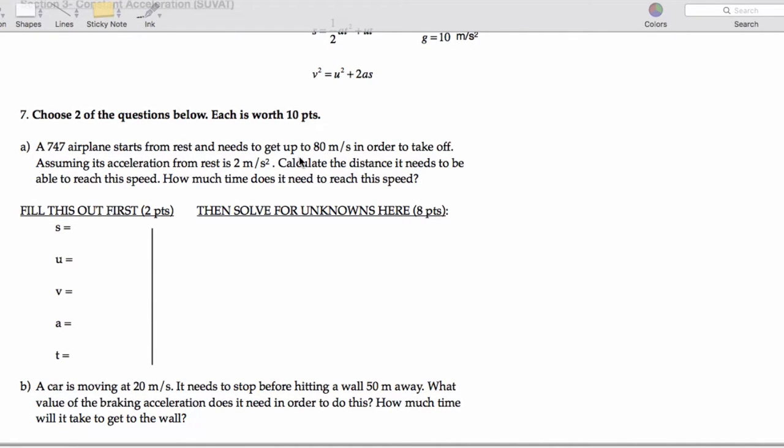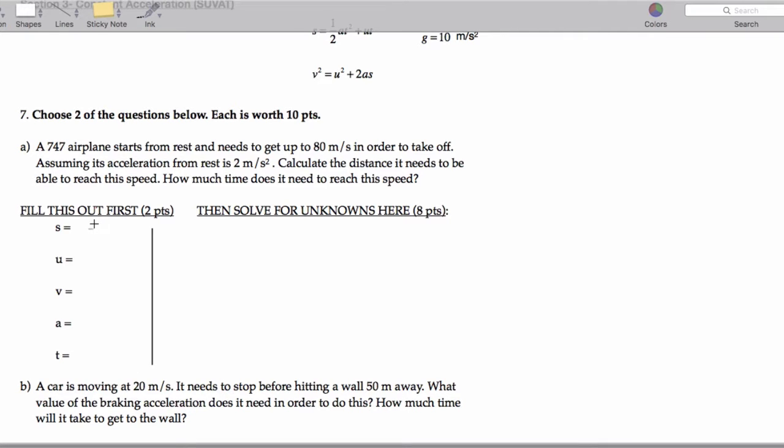So I actually looked this information up for real. It actually turns out a 747 starts from rest, and it does need to get up to 80 meters per second in order to take off. And this was the acceleration that I happened to look up. And we want to calculate the distance it needs to travel in order to reach the speed from rest. And we want to know the time it needs.